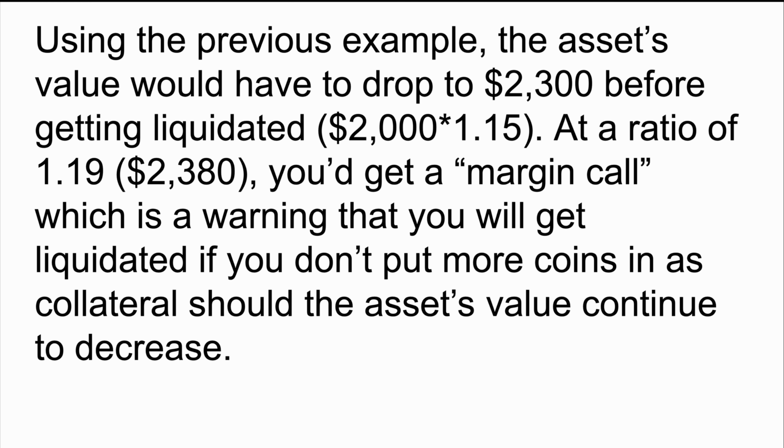Again, if we were looking at the previous example, the assets value would have to drop to $2,300 before getting liquidated, which is the $2,000 times this liquidation ratio, and then at a ratio of 1.19, which is this value here, $2,380, you'd get a quote unquote margin call. Again, the buffer is $80. That's the difference of this here, $2,380 minus $2,300.